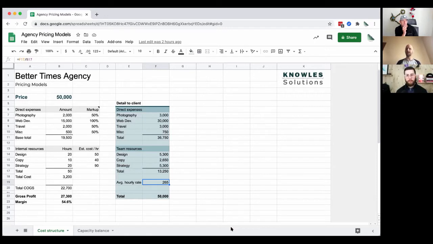You could also break it apart. So you could say, okay, for designers, we're going to charge you $75 an hour. For copywriters, we're going to charge you $80 an hour. And then for strategy time, we're going to charge you $250 an hour. And so you could break it down that way as well.